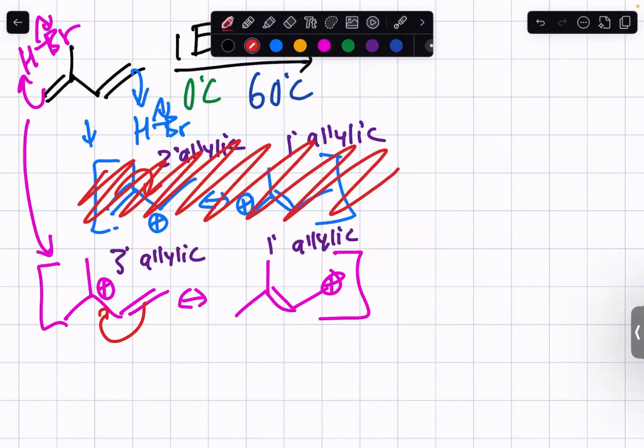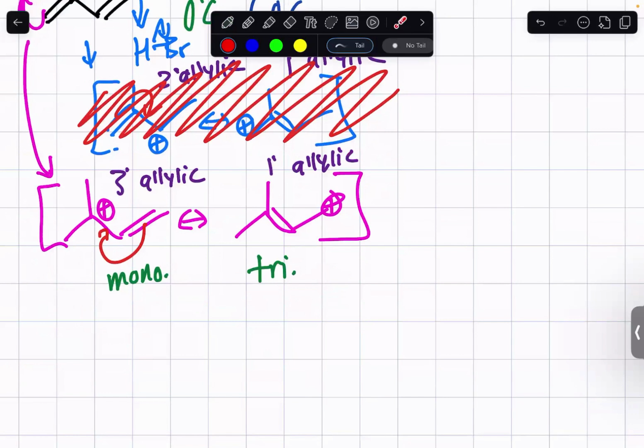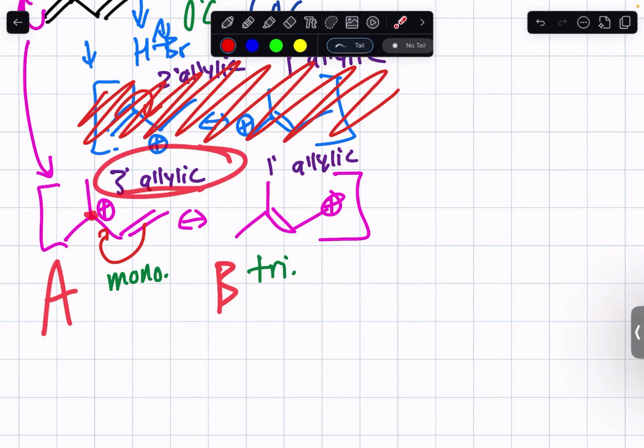Now, let's also analyze the alkene. This is a mono-substituted alkene. This is a tri-substituted alkene. Now, which one would you guys say is the kinetic intermediate, and which one would you guys say is the thermodynamic intermediate? A or B? First is kinetic. Kinetic is A, right? Thermo is B, right? Yes, that's correct. Okay. Because kinetic, we're looking for the most stable intermediate, which is this tertiary allylic one. And then thermodynamic, we're looking for the most stable alkene, which is that tri-substituted one.